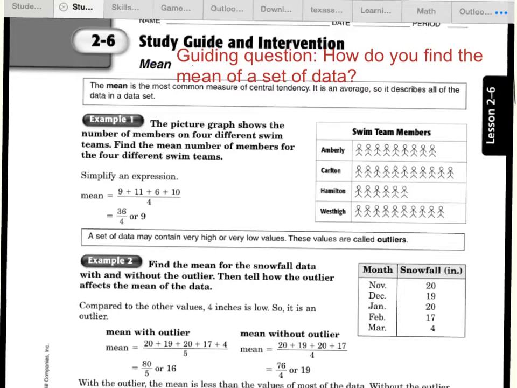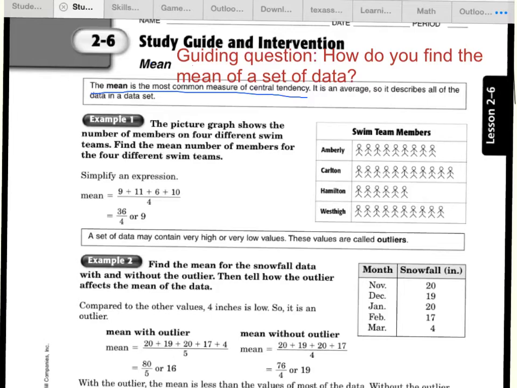It says the mean is the most common measure of central tendency. It is an average, so it describes all the data in a data set. So when you ask your teacher what your grade is on your report card, you're asking them for the average, which is the mean. So it's something that you use all the time. Every 6 weeks, you're looking at the mean of your grades. And this is how we find it. We're going to teach you right now.